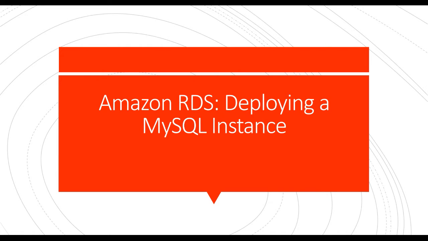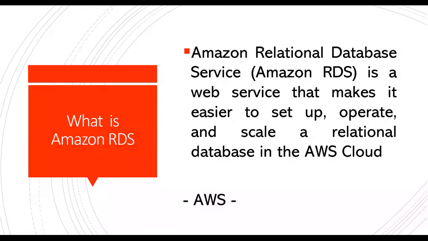We're going to do a walkthrough on deploying a MySQL instance on Amazon RDS. RDS stands for Amazon Relational Database Service, and we say it's a web service that makes it easier to set up, operate, and scale a relational database in the cloud. And of course, what better place to get that definition than from Amazon themselves?